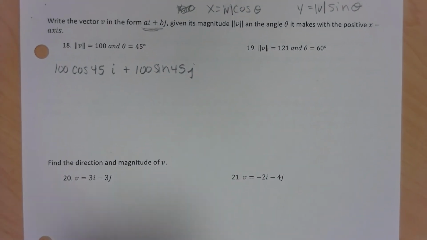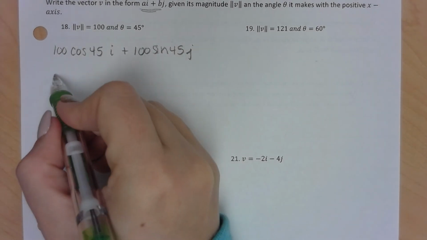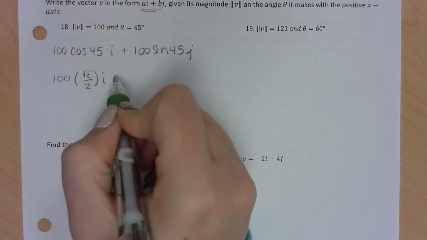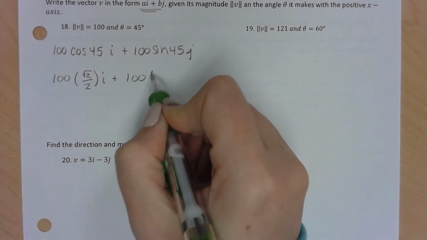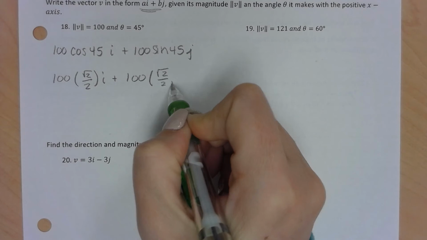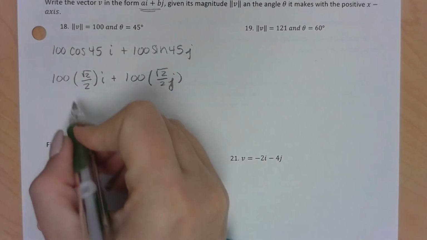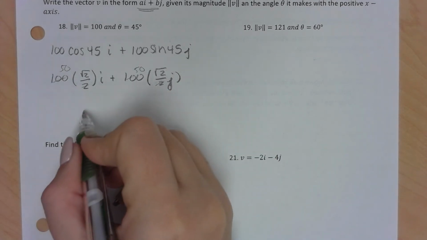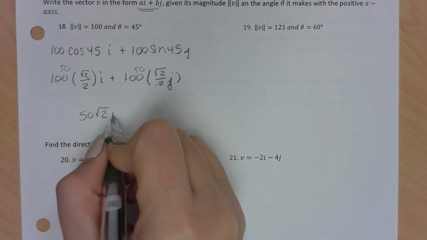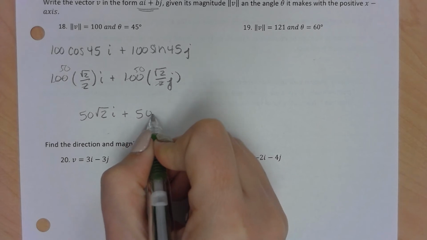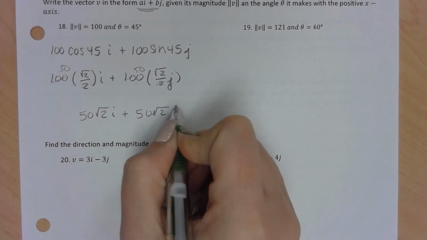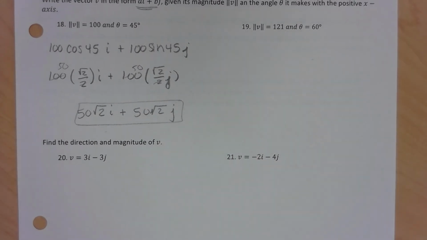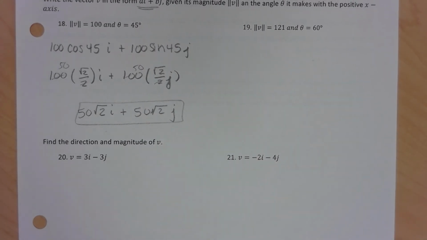Now that's unit circle, so we can use our brains here. Don't use the calculator. Cosine of 45 is root 2 over 2. Sine of 45 is also root 2 over 2. Simplify here would give us 50, 50. So 50 root 2i plus 50 root 2j. So same thing with 19. I'm going to leave 19 for you guys to try on your own.